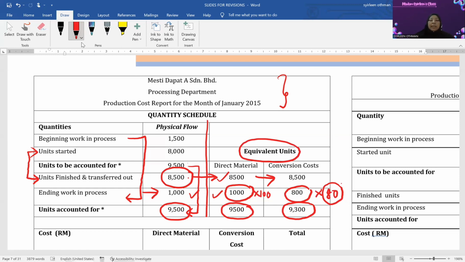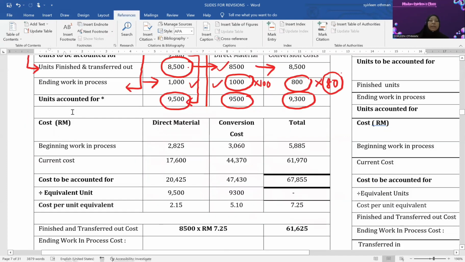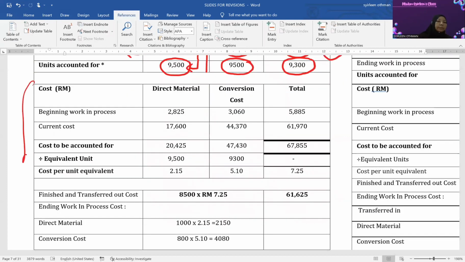Okay, so bahagian atas ni terdiri daripada section 1 dan section 2. Semua nilai dekat bahagian 1 dan 2 ni adalah dalam bentuk unit, bukan lagi dalam bentuk RM. Okay, alright. So di bawah tu baru kita akan buat cost report. Okay, so cost report ada dua bahagian.